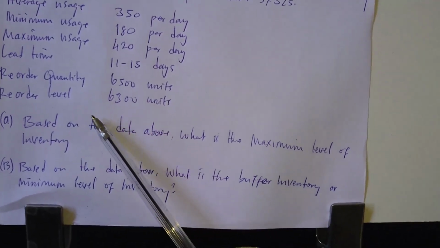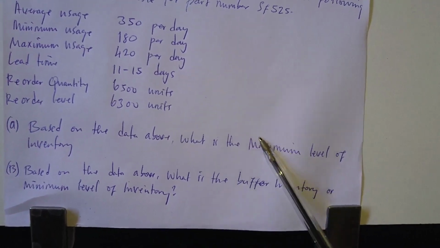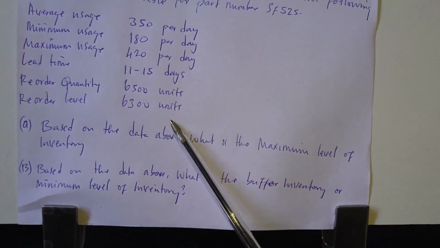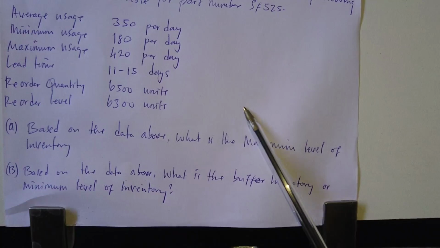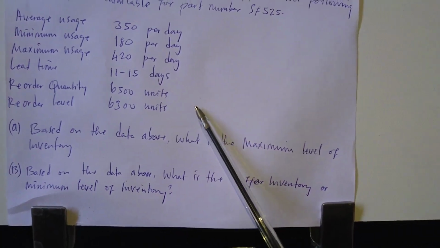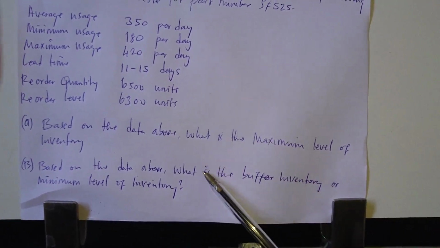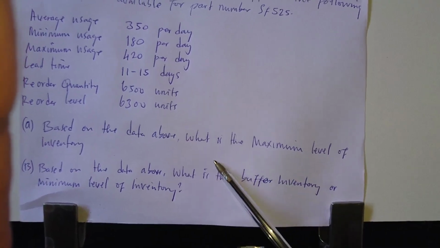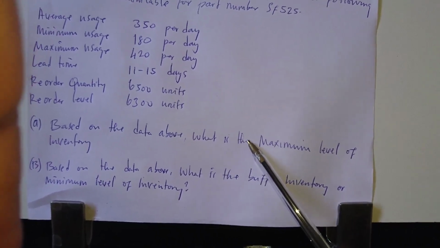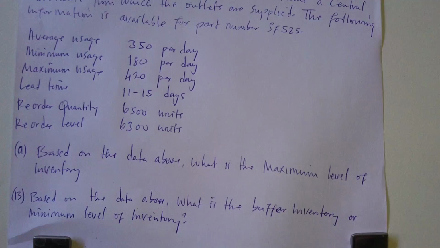So the question is, based on the data above, what is the maximum level of inventory? Question A reads, based on the data above, what is the maximum level of inventory? And then B reads, based on the data above, what is the buffer inventory? Buffer simply means minimum level of inventory.